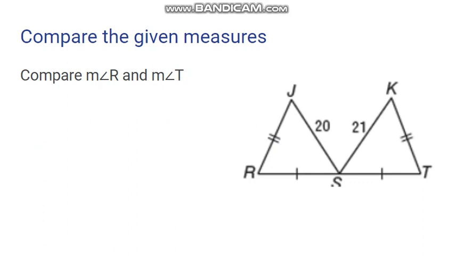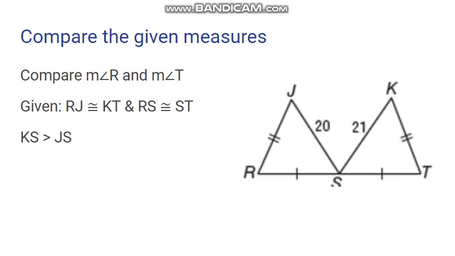Now we're comparing R and T. So we've got our congruent sides, we've got our included angles that we don't know anything about, but we do know that the third sides are not congruent. So we know that RJ is congruent to KT. We know that RS is congruent to ST. And we know that KS is greater than JS. So we know that T is greater than angle R.